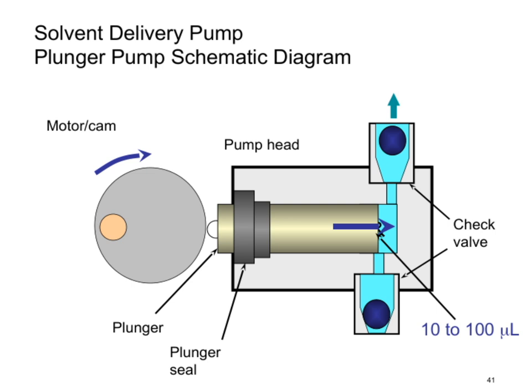The pump head holds the plunger and connects to check valves that control the flow direction. These check valves are crucial. They prevent backflow and maintain a steady, unidirectional flow of solvent. Overall, this schematic highlights how the plunger pump functions as a highly precise and reliable component in solvent delivery, which is essential for consistent chromatography results.